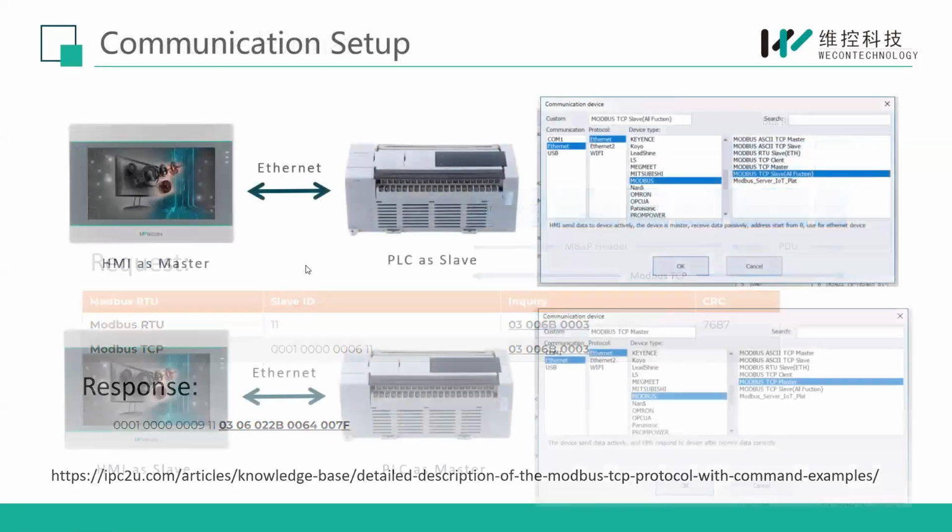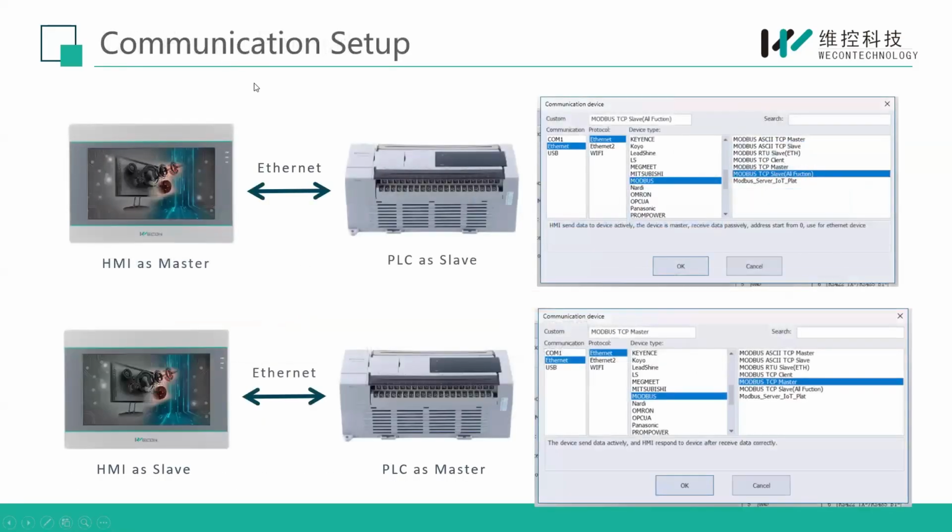So the next one. Another important thing in the Modbus TCP communication setup. If your HMI is a master device in a LAN network, and this is the Ethernet, if your PLC has an Ethernet port and you want to communicate via Ethernet cable, okay, what do you have to select in the HMI communication configuration port?